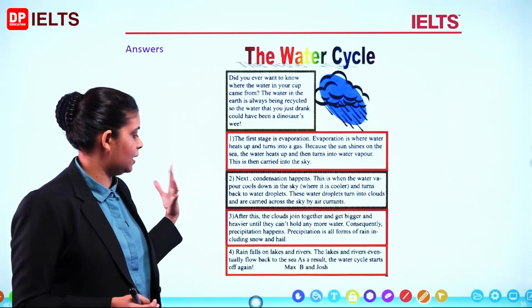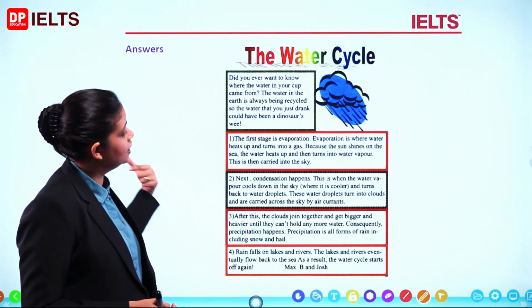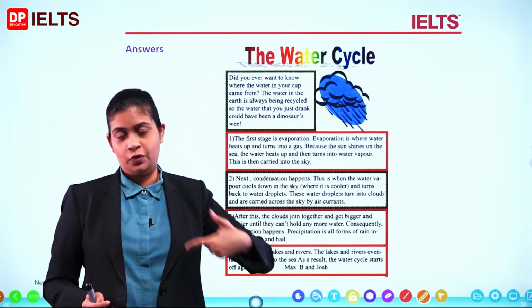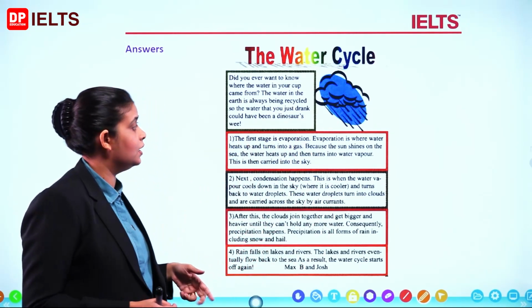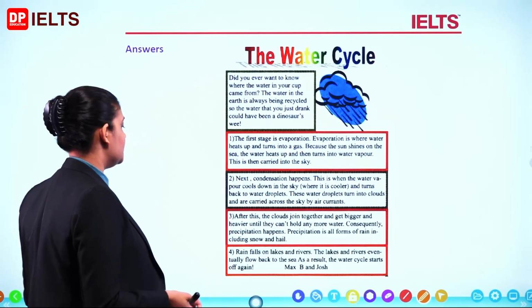So this was written by Max B and Josh, right? So this keeps on going over and over again, right? So extracted from Max B and Josh.